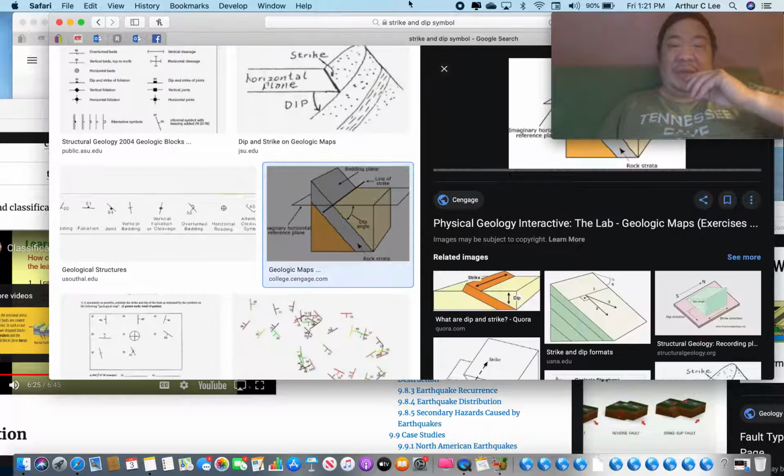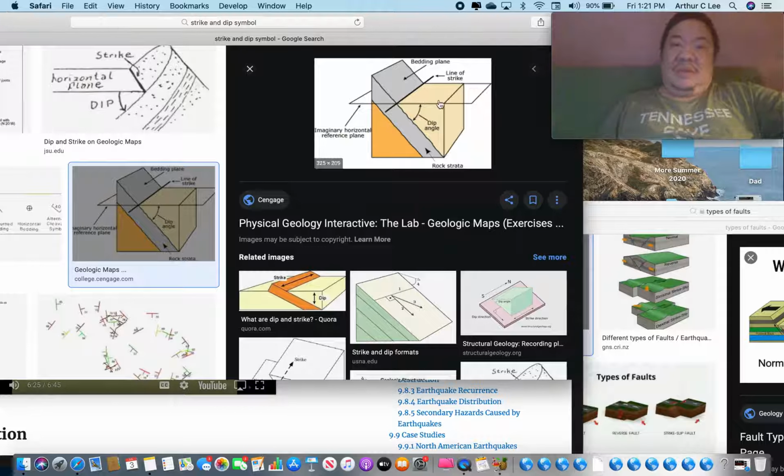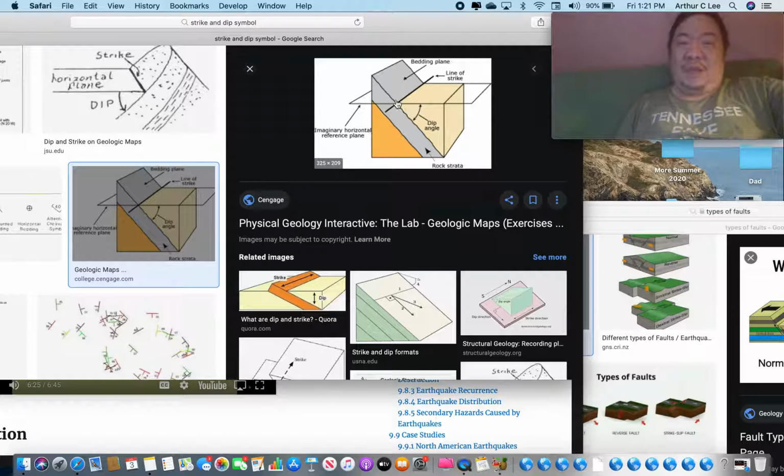Here you can see a stack of beds. And you can see that you have this gray bed, this orange bed, and this light orange bed. Here you can see this orange bed and this gray bed meet at this black line, which is called a bedding plane. That's the boundary between these two beds, the bedding plane.